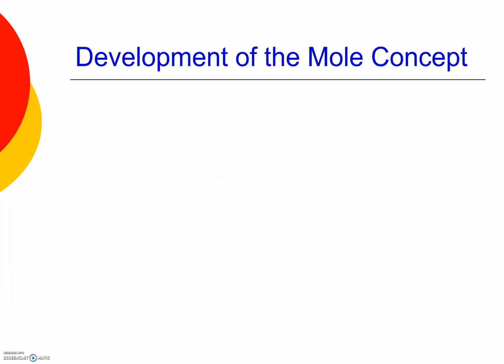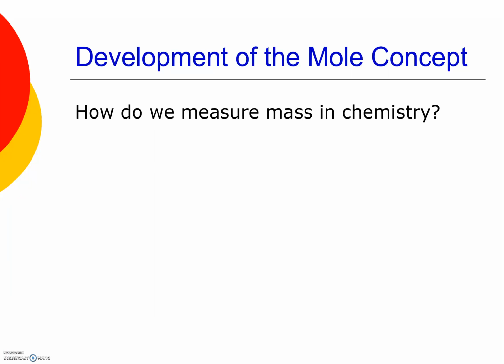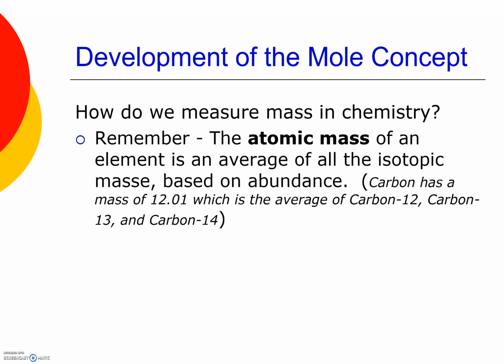So the development of the mole concept, this is of course how we measure mass in chemistry. Just a reminder, the atomic mass that we see on the periodic table is the average of all the isotopic masses, sorry, typo there, based on abundance. If you take a look at the periodic table, you can see that carbon has a mass of 12.01 units, which is the average of all of its isotopes.